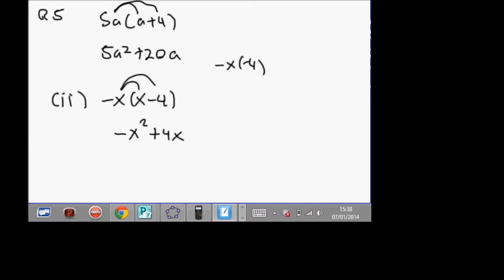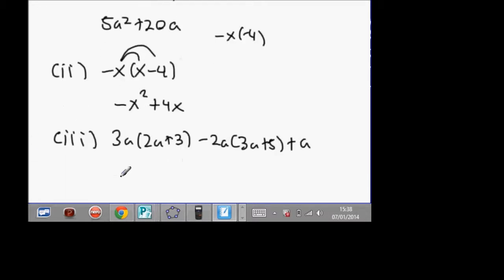Third one. Oh, this is a big enough one. Okay, who wants it? Connor. Okay, go for it, Connor. Nearly have it done now. 3a by 2a is 6a squared. Yeah. And 3a by 3 is 9a. Yeah. Minus 2a by 3a is minus 6a squared. And minus 2a by 5 is minus 10a.